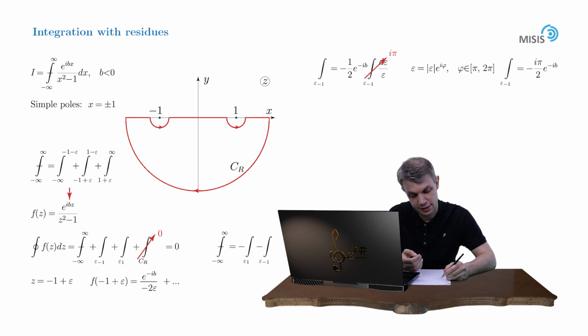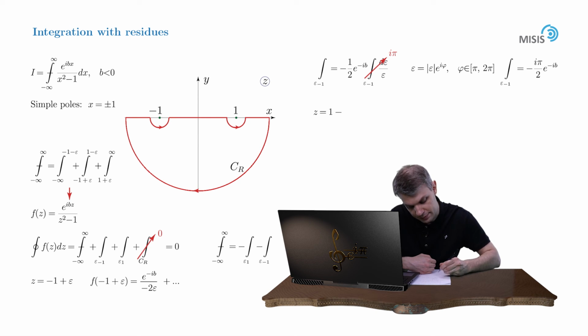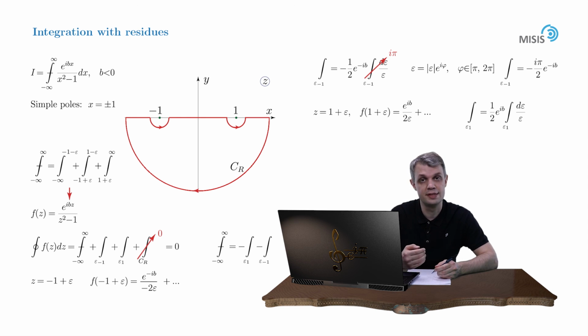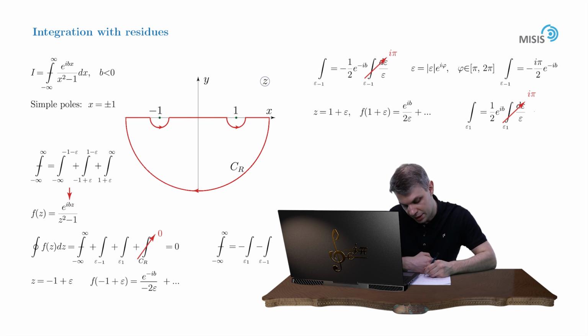Now the next integral. Again, we perform a Laurent expansion of our integrand in the vicinity of point 1. z equals 1 plus epsilon, and f of 1 plus epsilon is equal to e to ib over 2 epsilon. And we perform the integration: 1/2 times e to ib times the integral of d epsilon over epsilon. The integral is taken with the same parameterization and naturally yields the same i pi. So the second integral is equal to i pi by 2 times e to ib.